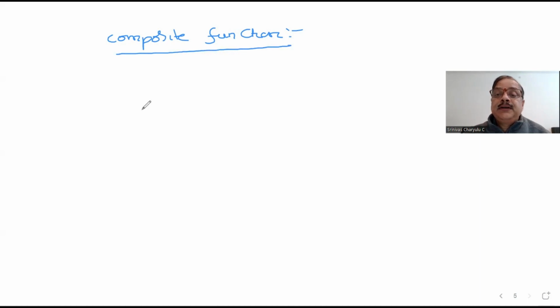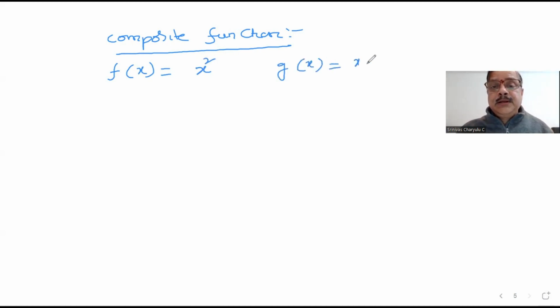What is a composite function? I will explain by taking an example so that it will become easy. Let us say I have a function f of x equals x square, and g of x equals x plus 1.